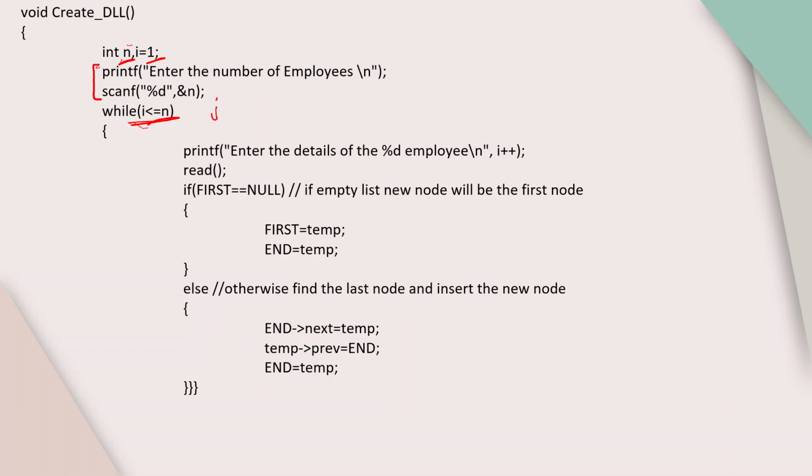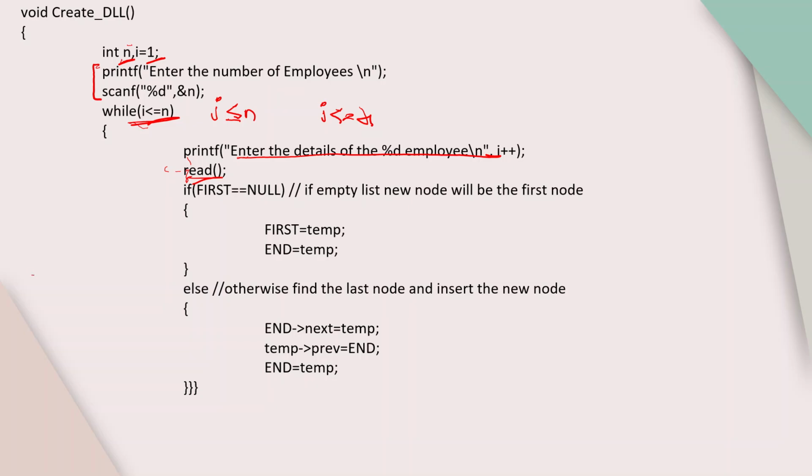So while i is less than or equal to n. Why i is less than or equal to n? That means if the user gives 4, then it would be i less than or equal to 4. That means 4 employee data can be entered. So enter the details of the employee, then read. Read function is called, and you will be asked to input the details.